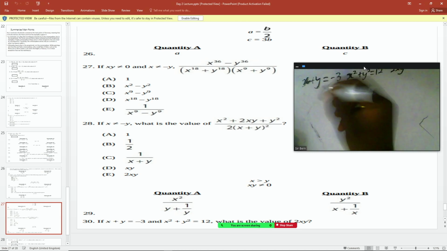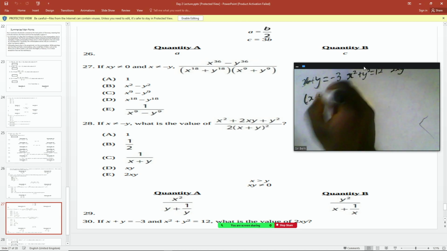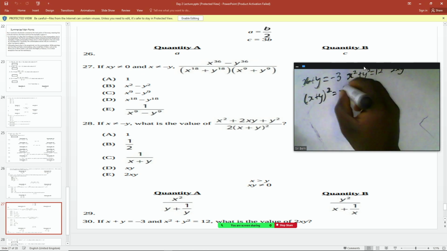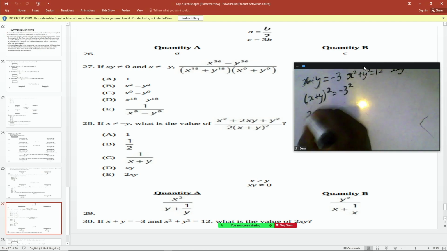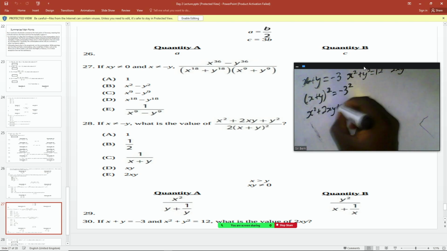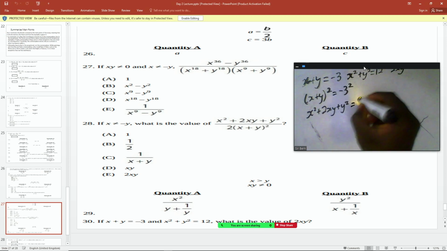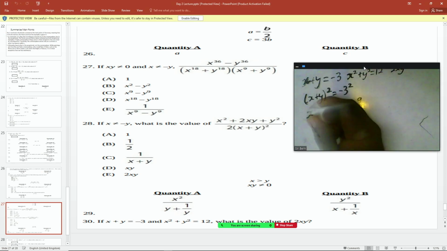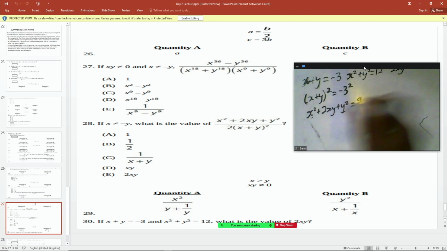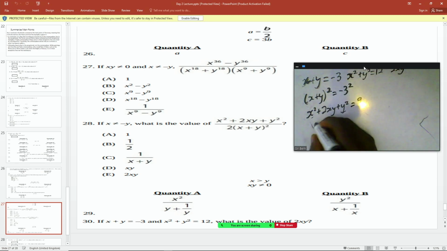So because we have x plus y here, our best chance is for us to square both sides. So if you square both sides, we'll get x plus y squared is equal to -3 squared. So with this, x plus y squared will give us x squared plus 2xy plus y squared is equal to 9. And the question has already given us x squared plus y squared. So x squared plus y squared is equal to 12. So we have 12 plus 2xy is equal to 9.